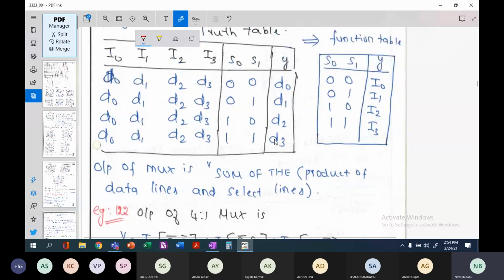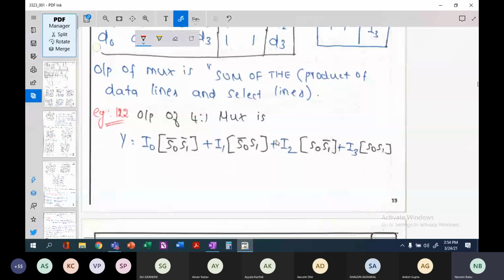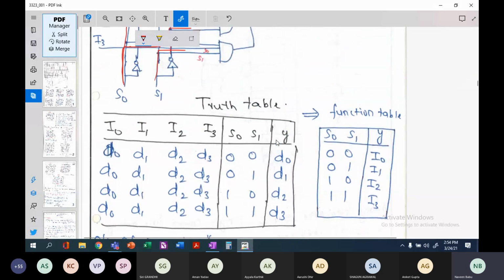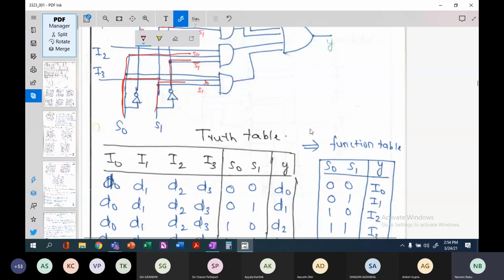Okay, I think we will look at the truth table and the Boolean expression. Maybe 2 minutes I'll cover. Now if you look at the truth table here, these are the inputs, I0, I1, I2, they are already available and they have their own data bits. D0 is available across I0, D1 is available across I1, D2 is available across input 2, and D3 is available across I3.